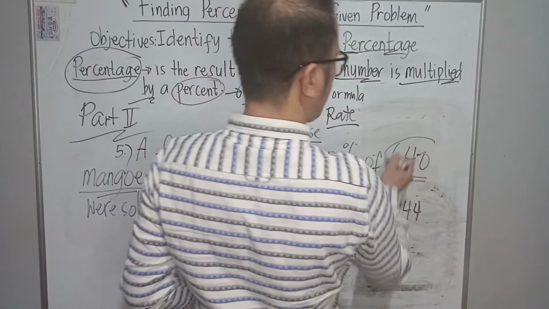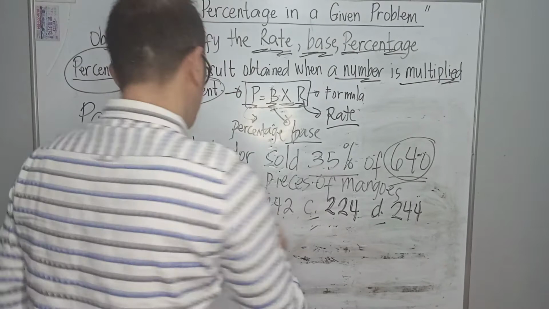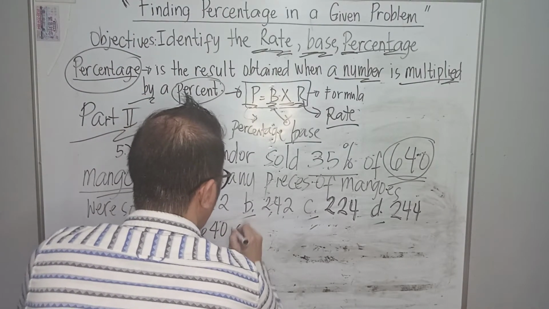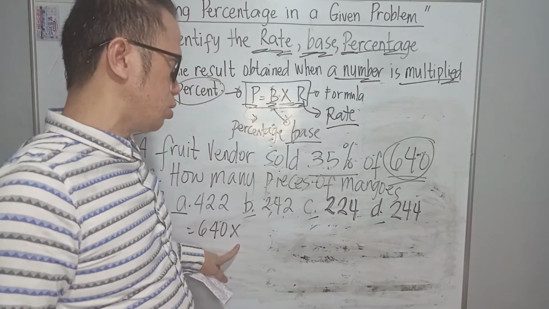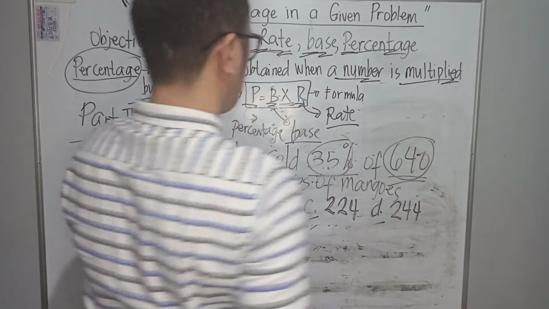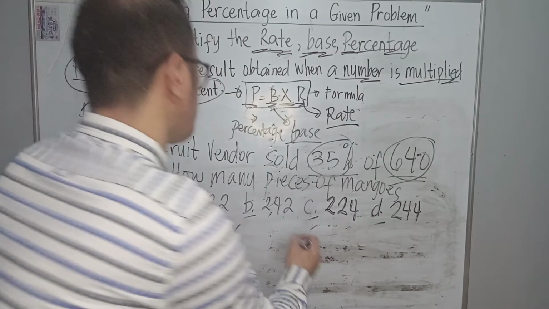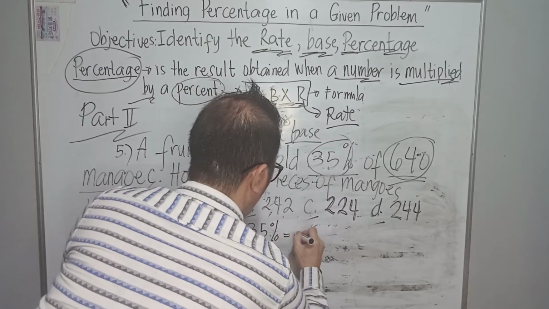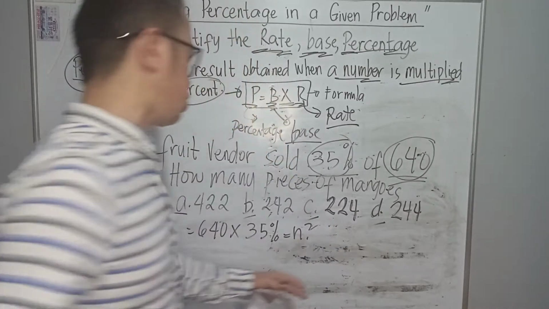So our base here is 640. So let us solve first. 640, multiply, the multiplication symbol, to the rate, which is in percentage form. So we're going to write 35% is equal to n. So this is the proper setup.